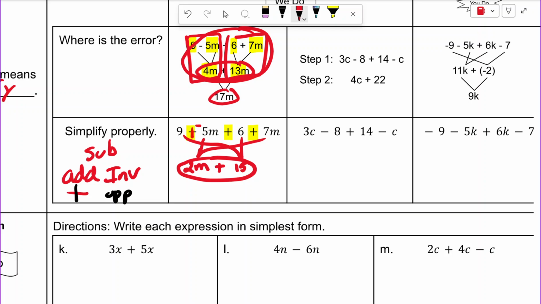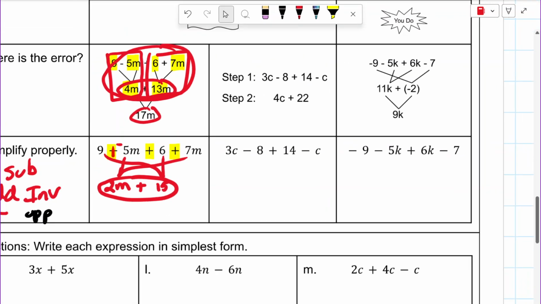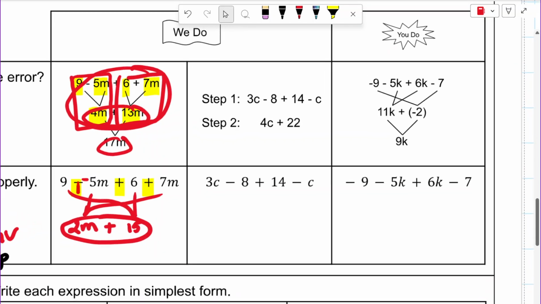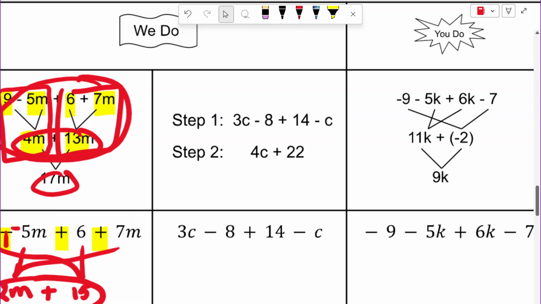Where is the error? This one's listed differently. It's in steps. So we have a beginning of 3c minus 8 plus 14 minus c. And then they have an answer of 4c plus 22. So let's take a look. Remember, let's put things in our favor and use additive inverse on the subtraction signs. So additive inverse and additive inverse. Make those look like plus signs.